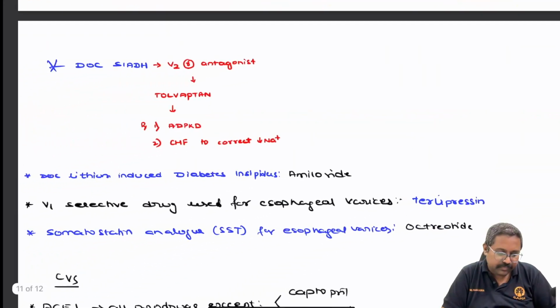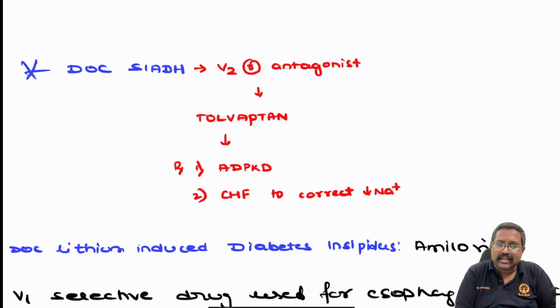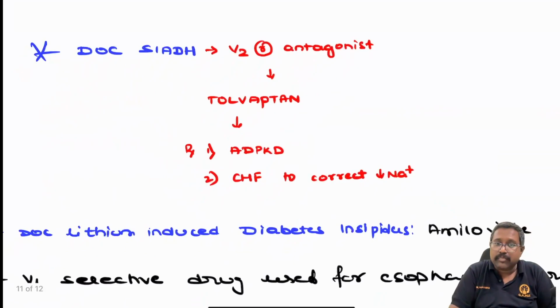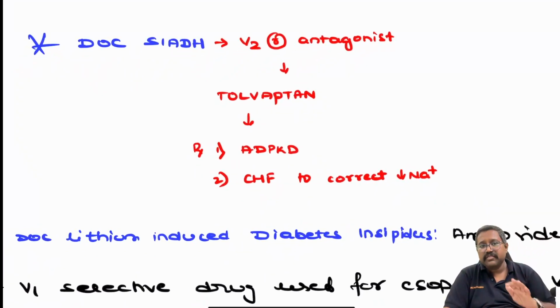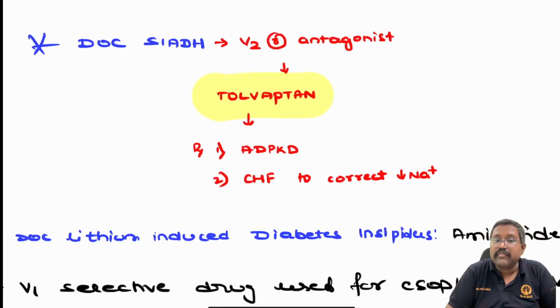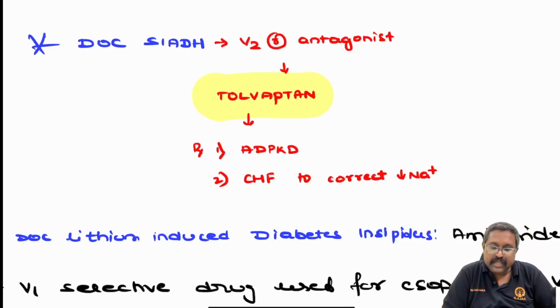Okay. Next, what is the drug of choice for syndrome of inappropriate ADH secretion? In the treatment of SIADH, you are going to make use of a receptor antagonist. Which receptor antagonist? A V2 receptor antagonist, especially tolvaptan. We have tolvaptan, conivaptan, etc. They are also used in the treatment of autosomal dominant polycystic kidney disease, and you can also use them in the treatment of CHF to correct the hyponatremia.